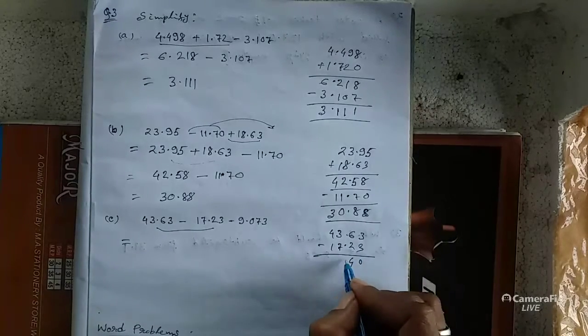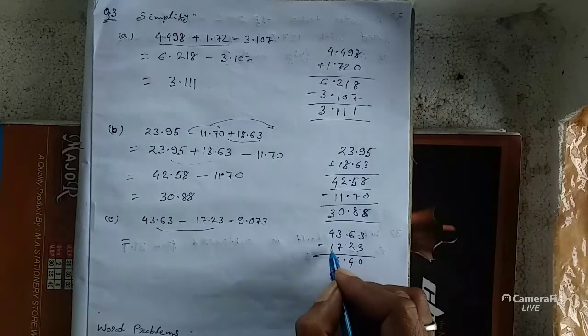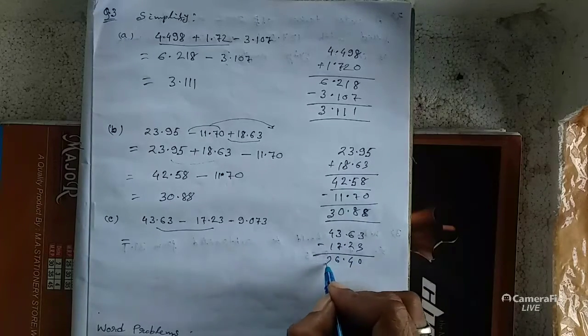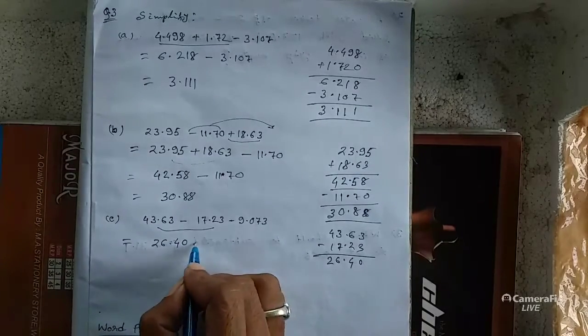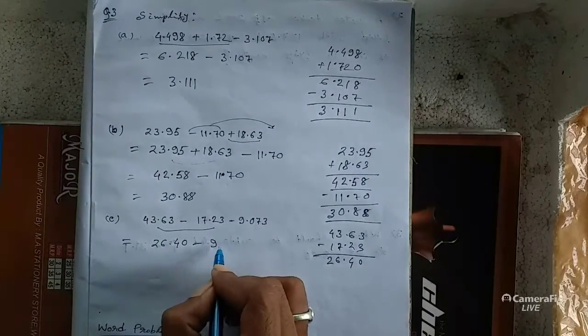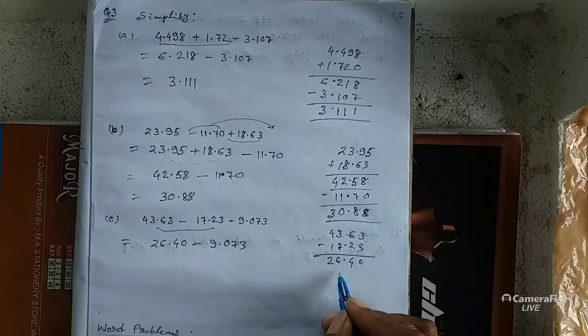6 minus 2, 4. 13 minus 7, 6, 1 borrowing from here, so it becomes 2. 26.40, and then the third number, minus 9.073. Arrange this third number just below it.